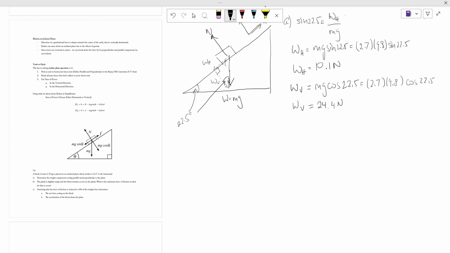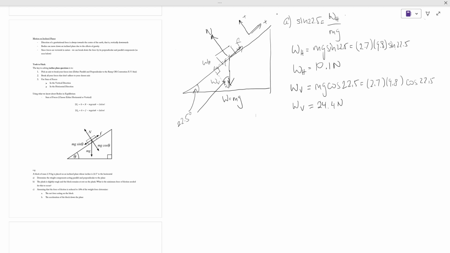Cool. So next question is, the plank is slightly rough and the block remains at rest on the plank. What is the minimum force of friction needed for this to occur? So having a look at our diagram again, you've basically got frictional forces acting, preventing it from slipping down, right? So that frictional force will act in this direction as to prevent it from slipping downwards. And the only thing that's actually counteracting that frictional force is the horizontal component of the weight force, right? So technically speaking, for the block to remain at rest, all you would need to do is to counteract this force, the horizontal weight component force, right?